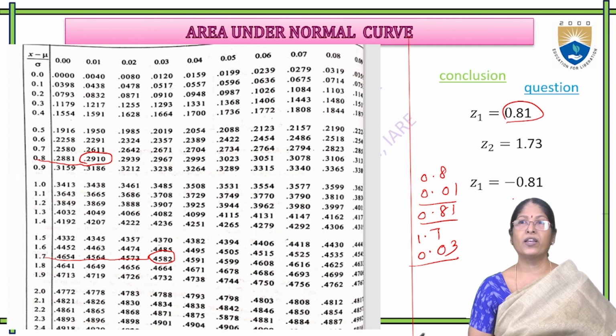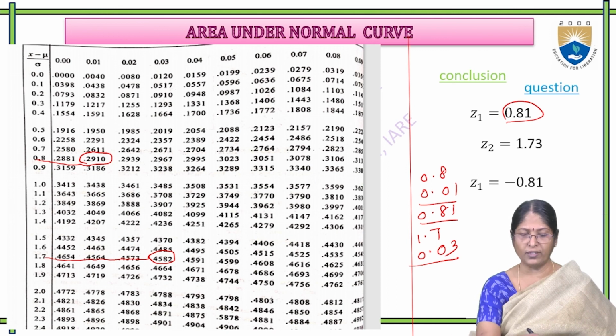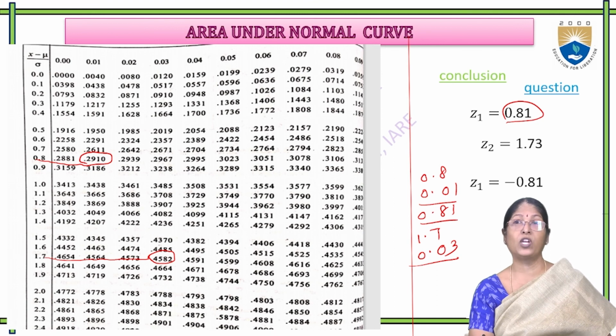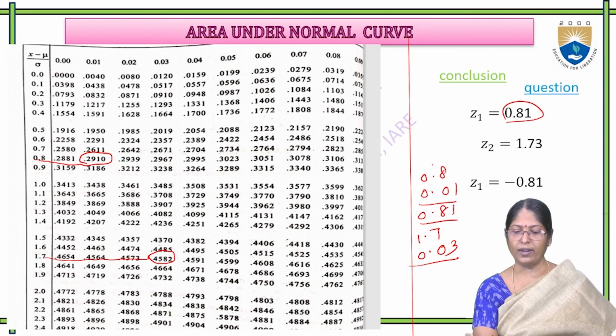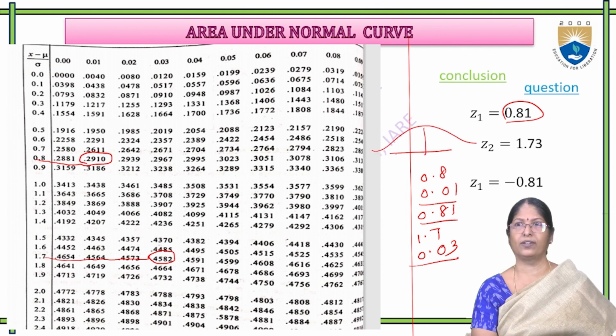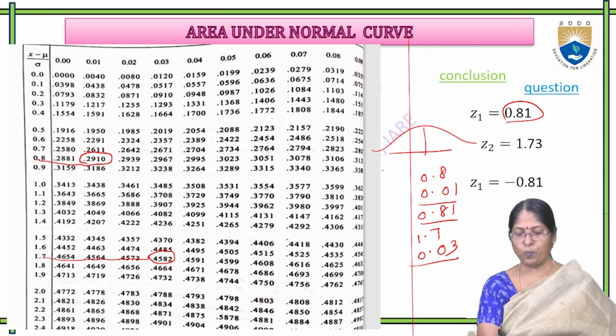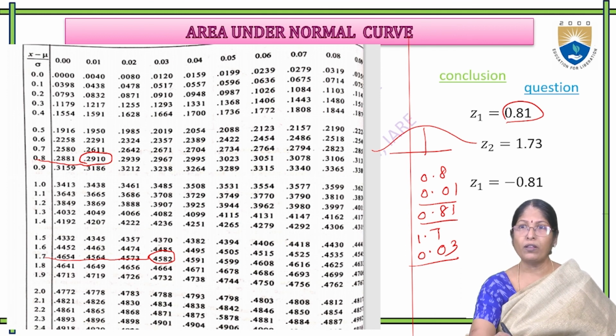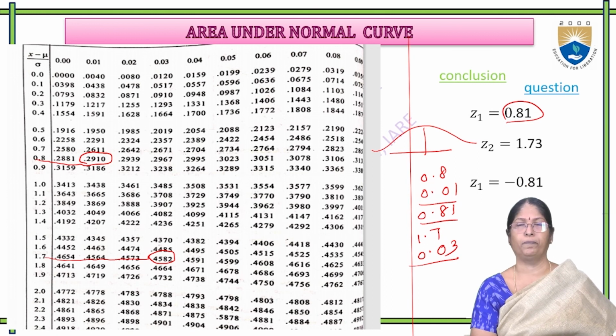The next one is minus 0.81. That is the second section of the problem we did. But here there is no negative or positive, since we are calculating area. Then why this negative sign? That is a doubt that may come. The thing is, if it is negative, we place the point on the left side of the normal distribution. Whereas when finding the area to pick the values, we just look at 0.81 only.